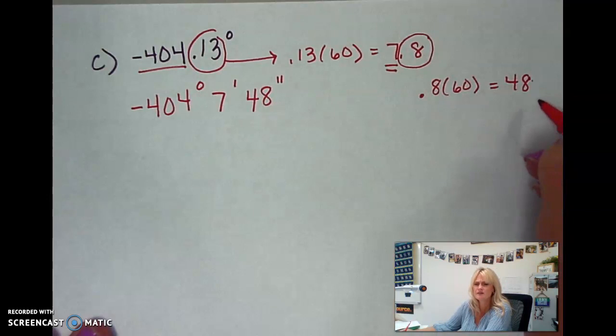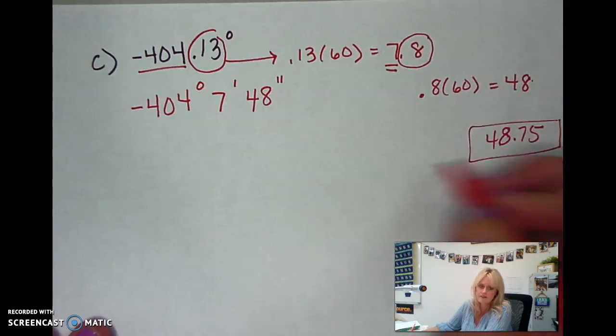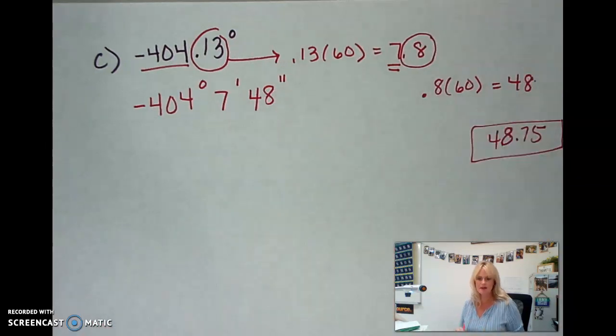Let's pretend I would have gotten like 48.75. Then I would have written this whole thing as seconds, 48.75 seconds. We stop after seconds. Okay?